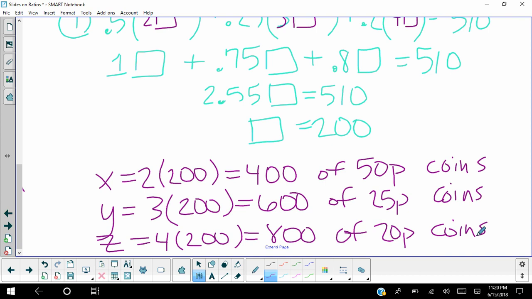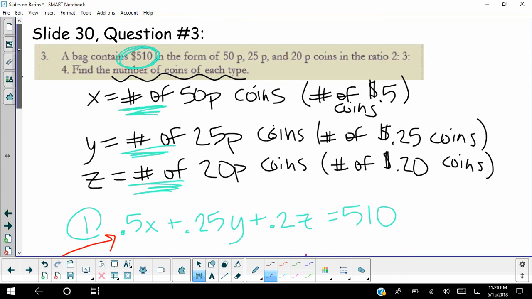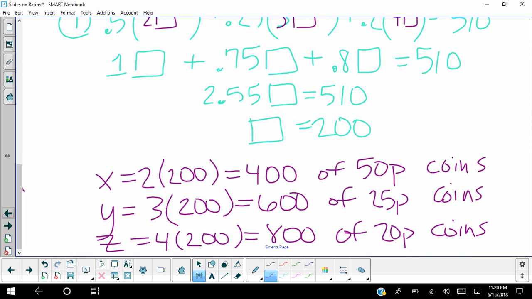Okay. Let me make sure we answered the actual question that was asked, that they didn't want some ratio or something. No, they wanted the number of each type, and so we gave them the number of each type. So hopefully that gives you another strategy to break it down. If any of this is still confusing, you're welcome to ask me and I can elaborate a little bit more.